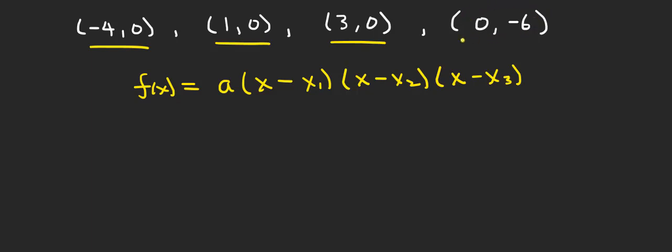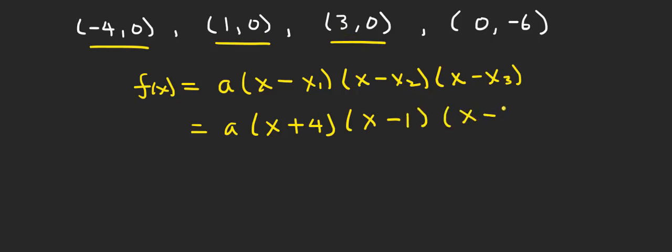So what we're going to do here is use the x-intercepts to fill out x1, x2, and x3. So what do we get? We get a quantity. This is negative 4, so it has to be x plus 4, isn't it? What about that one? That's 1, so it's going to be x minus 1. And that's going to be 3, so it's going to be x minus 3.